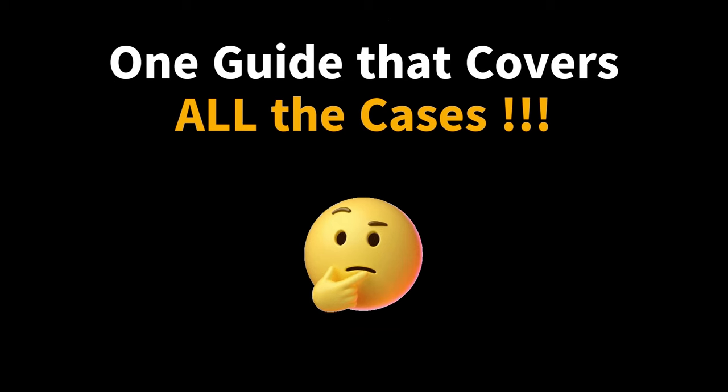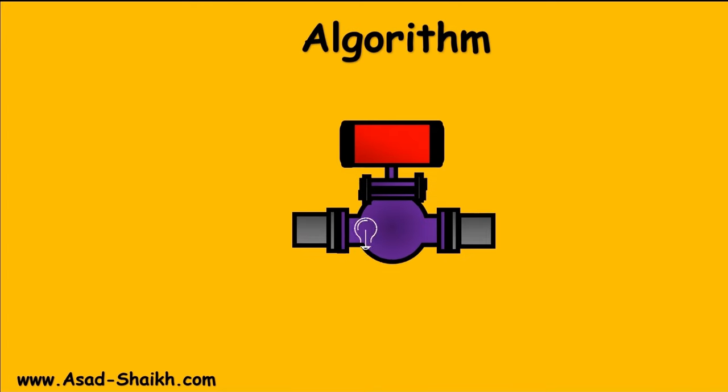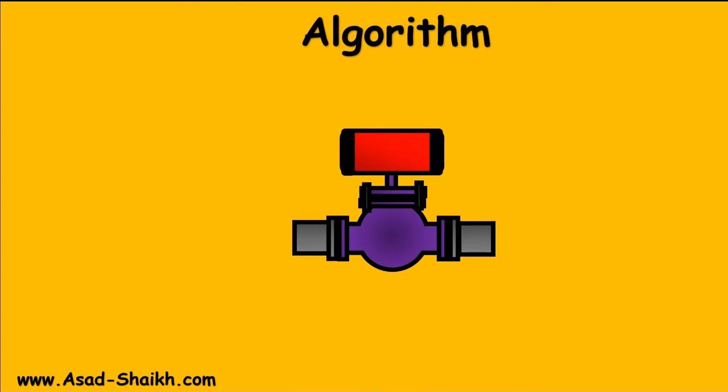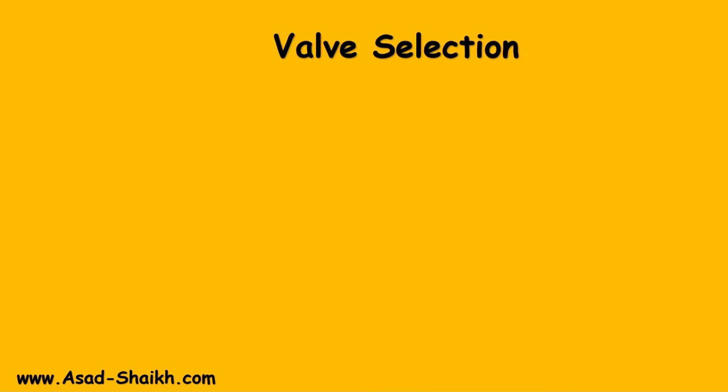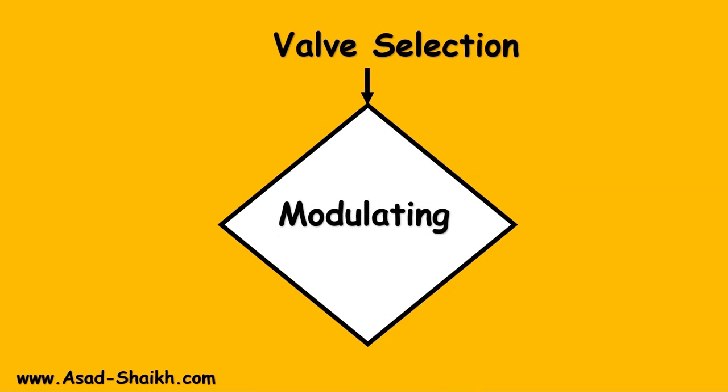So that is why it is difficult to come up with a guide which is for sure and applies for every single case. However, what we can do is develop a basic algorithm that can act as a thumb rule to help you with your valve selection. The first thing in valve selection to note, the most important criterion, is whether it is going to be used in a modulating service or in an on-off service. Now this is very important.